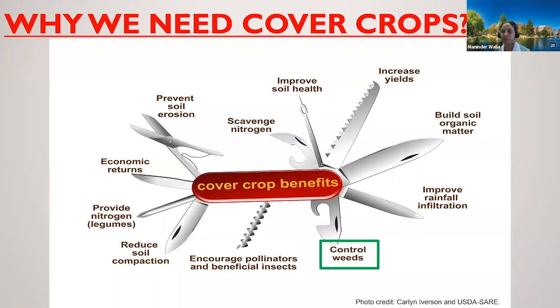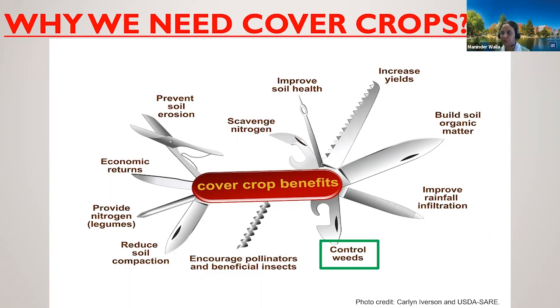So why do we need cover crops? Cover crops are like a Swiss Army knife because of their dynamic utility on the farm. By planting and managing cover crops, it not only helps to disrupt the disease cycle or suppress weed growth, but growers can see multiple benefits to their piece of land, including soil health, and increased yields with the improvement in the soil health.